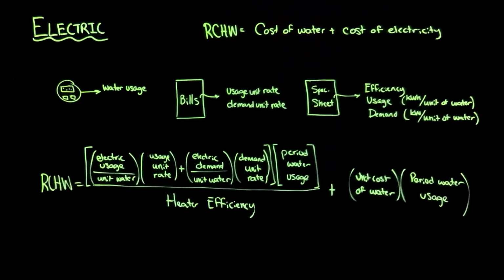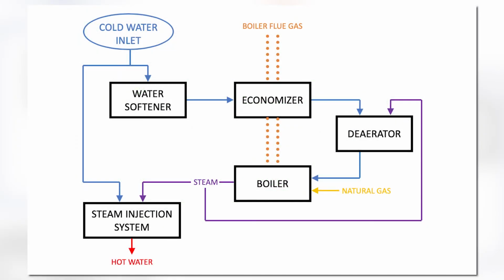Steam injection heaters are slightly more complicated to account for than the previous 2 types of water heating systems because the cost of steam must first be calculated. The difficulty level of these calculations correlates to the complexity of your boiler system.